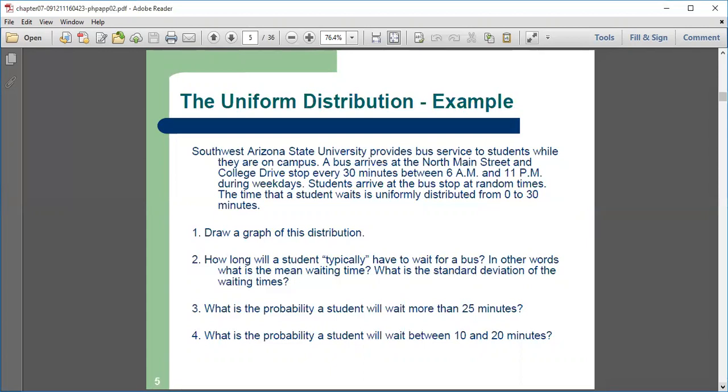So here we have the information regarding bus arrival at the college stop between 6 a.m. and 11 p.m. for every 30 minutes. During weekdays, students arrive at the bus stop at random times. The time that a student waits is uniformly distributed from 0 to 30 minutes. So the minimum value is 0 and the maximum value is 30. Next we will draw the graph for this distribution, then find the mean waiting time and standard deviation. In the third part we will find the probability that a student will wait more than 25 minutes, and in the fourth part the probability that a student will wait between 10 and 20 minutes.